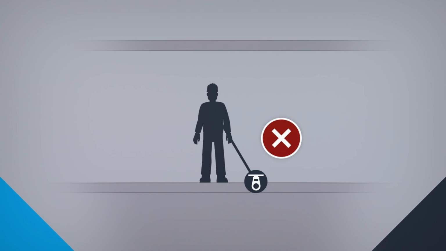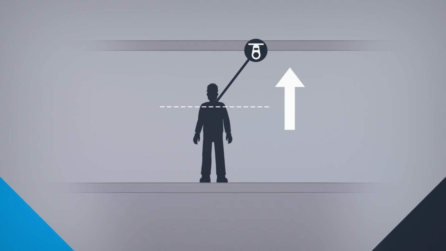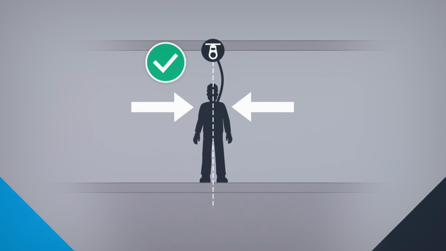Point anchors should be located directly above you. With the anchor above you, you reduce the free fall distance. And by working directly under the anchor, you minimize the pendulum effect.